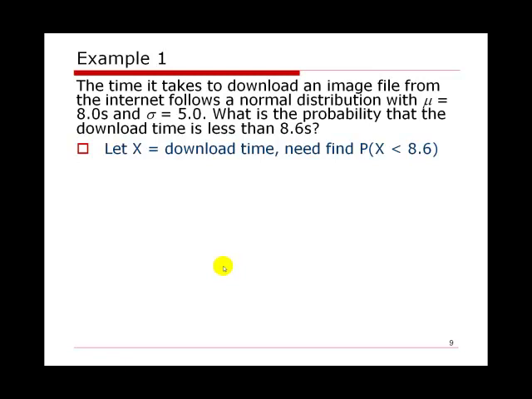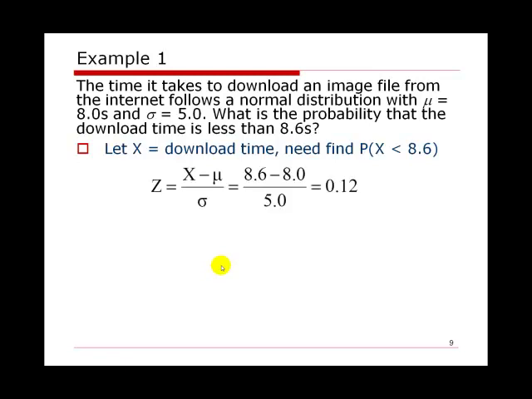Studies show that the time it takes to download an image file from the internet follows a normal distribution with a mean equal to 8 seconds and a standard deviation of 5 seconds. So what is the probability that the download time is less than 8.6 seconds? If we let x denote the download time, what we need to find is P(x less than 8.6).